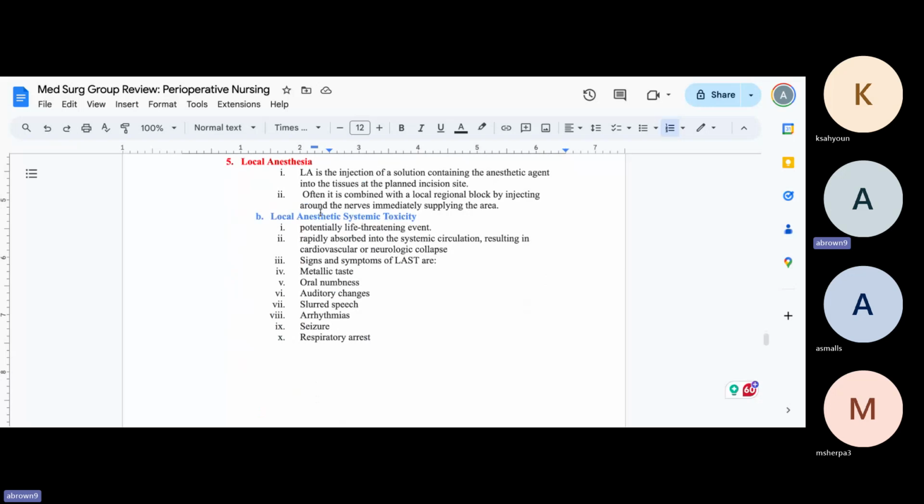Local anesthetic systemic toxicity, or LAST, is a potentially life-threatening event in which the anesthetic is rapidly absorbed into the systemic circulation, resulting in cardiovascular or neurologic collapse. Signs and symptoms of LAST are metallic taste, oral numbness, auditory changes, slurred speech, arrhythmias, seizure, and respiratory arrest.